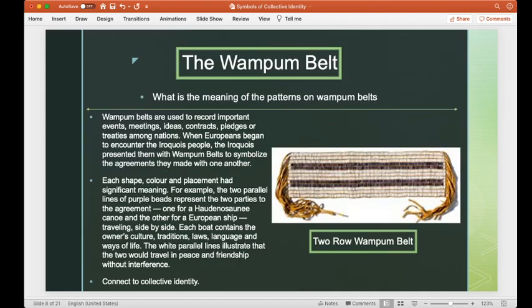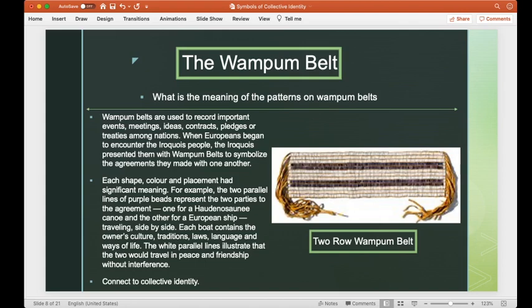And the last thing, the last kind of symbol that represents how people belong, right, is the wampum belt, right? So wampum belts, they're used to kind of record all important events and meetings and ideas. A big thing also was treaties, right? We'll talk about that later. But basically, when Europeans first came to North America, they encountered the Iroquois people. They presented them with wampum belts to kind of show an agreement, basically like a truce, a treaty. It says like, I'm going to be harmonious and I'm going to work with you. You're going to work with me.